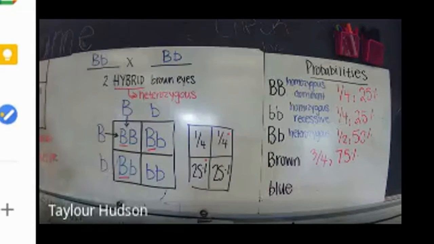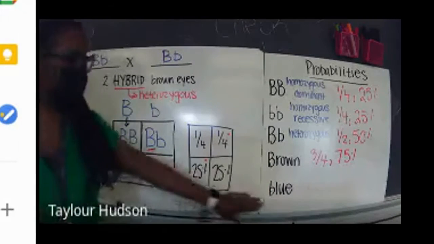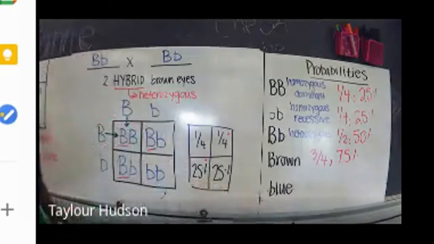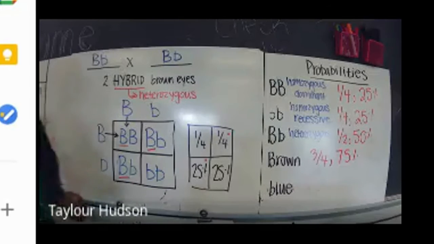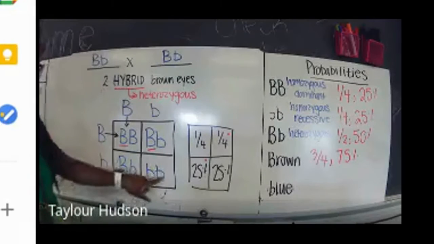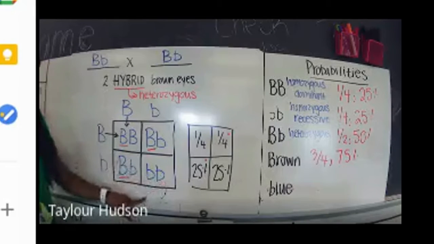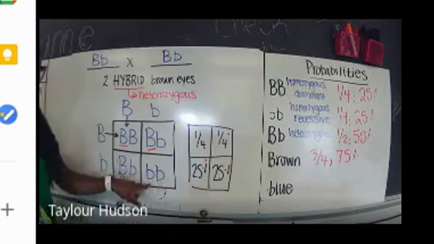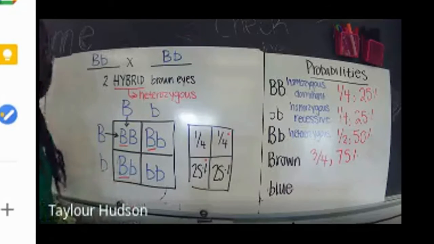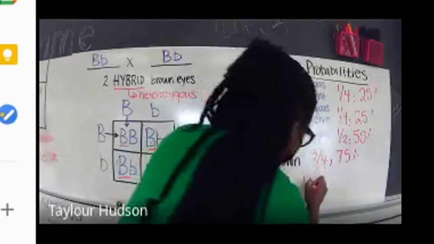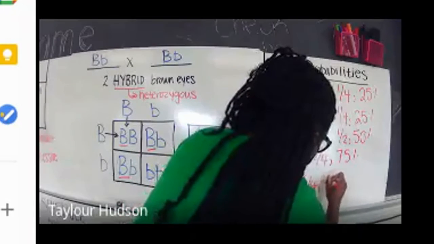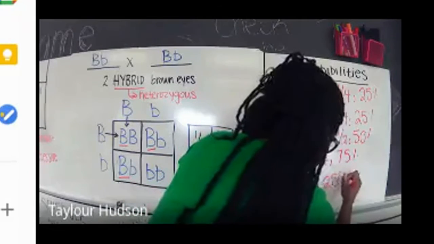What are the chances that they'll have a child with blue eyes? Just one box remaining. Right? So this box has 2 of the recessive alleles, which means they'll have the recessive trait of blue eyes. That's 1/4, aka 25%.